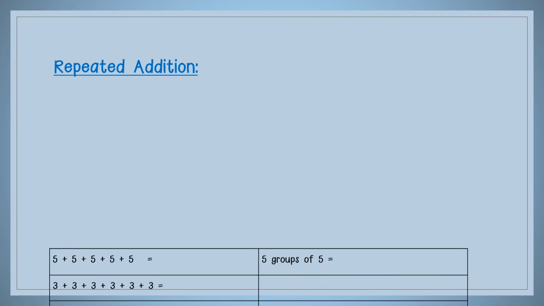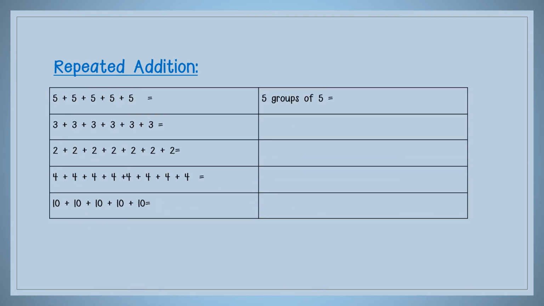Okay, now we're going to recap on repeated addition. We know repeated addition is also multiplication. So 5 plus 5 plus 5 plus 5 plus 5 is 25. And then another way of saying 5 times 5 is 25. We're going to say 5 groups of 5 is 25. So the next one, 3 plus 3 plus 3 plus 3 plus 3 plus 3 is, yes, 18.